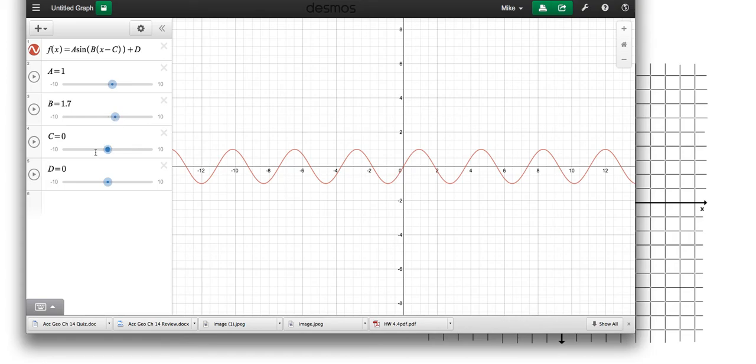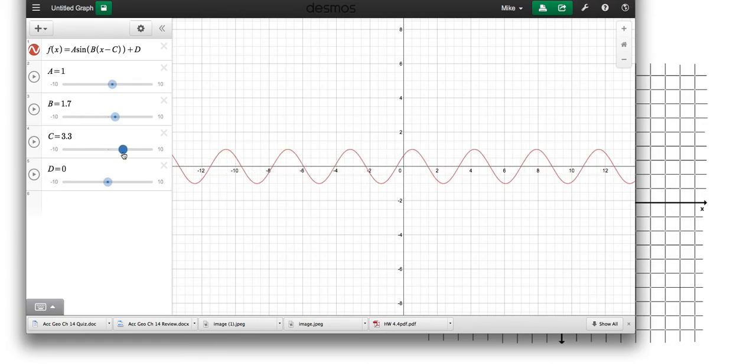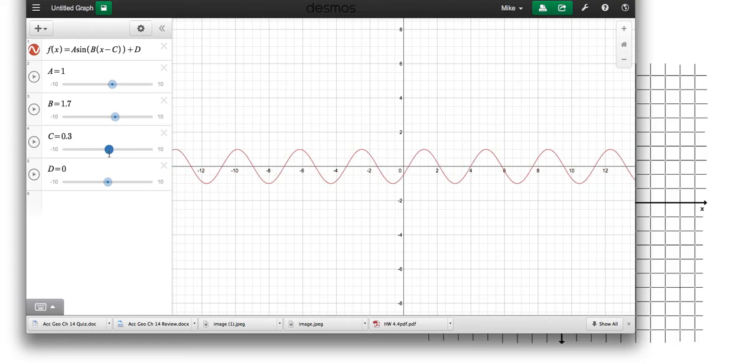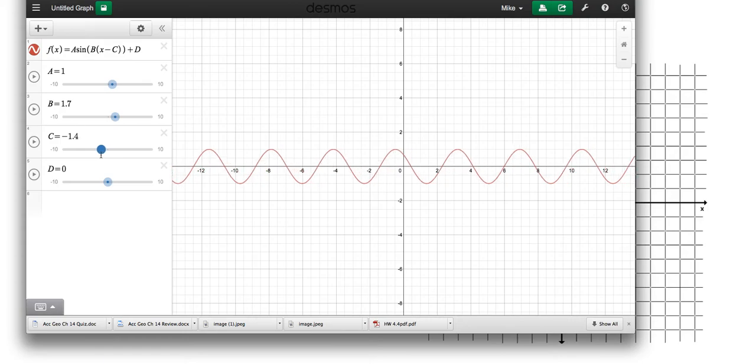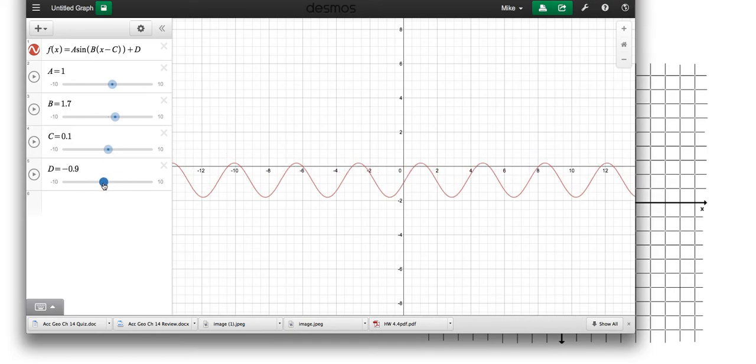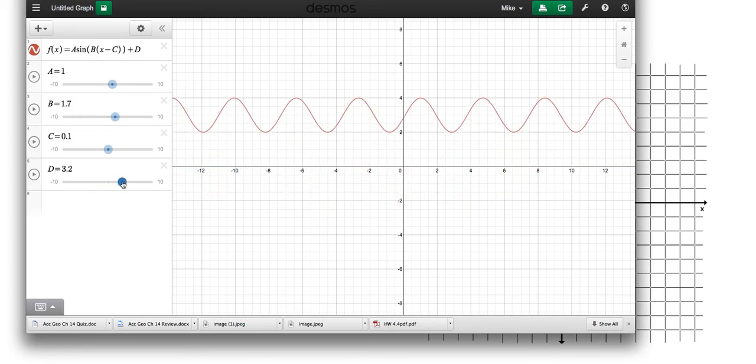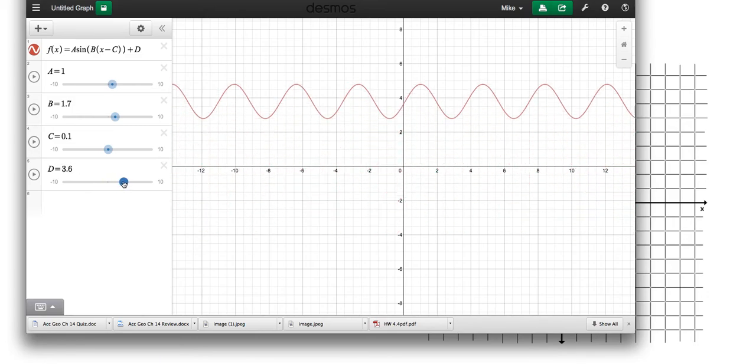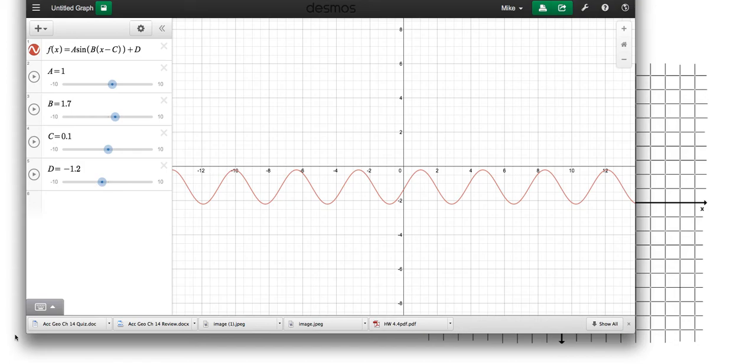Now C is going to be our horizontal shift. So C is literally not going to change the size of the graph or the shape of the graph at all. It's simply going to move it to the left or move it to the right. So we said as C becomes positive, the graph moves right. C becomes negative, the graph moves left, just like this. Okay. And then D is going to be our vertical shift. So this is going to move it down, move it up, just like this. So this is how our graph is going to move.